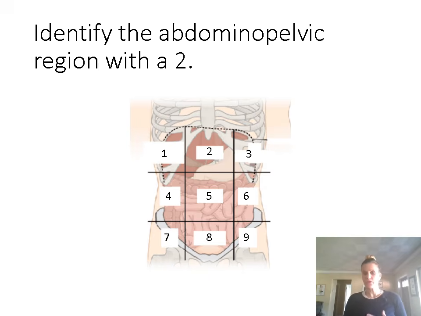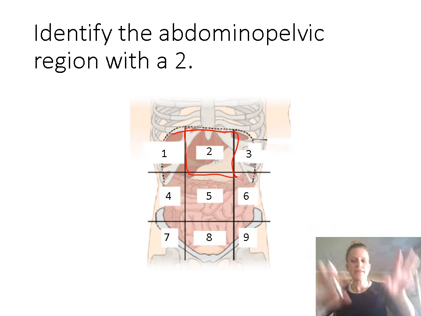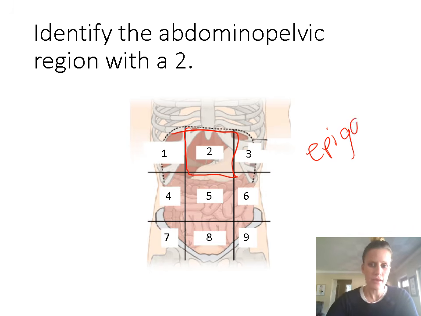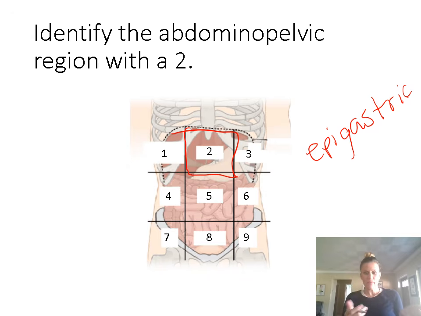Identify the abdominopelvic region with a 2. So that's this top middle region right here. We said that the outer ones, 1 and 3, those were hypochondriac, but this one in the middle is named differently. This one in the middle is called the epigastric region. The reason it's epigastric, epi means upon, and gastro refers to the stomach. So it's like upon the stomach, the region that sits over the stomach. And if you look at the organs underneath here, this is the stomach. So epigastric.